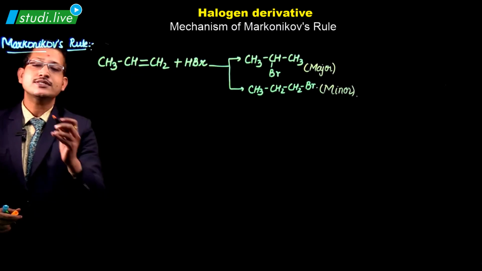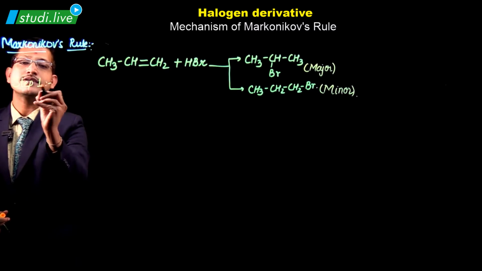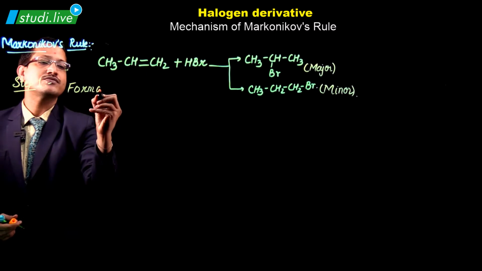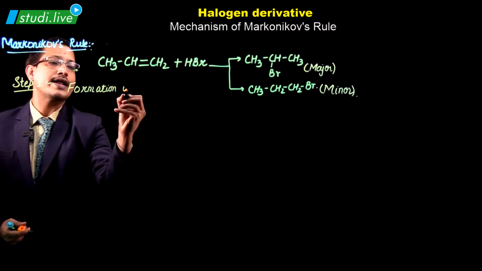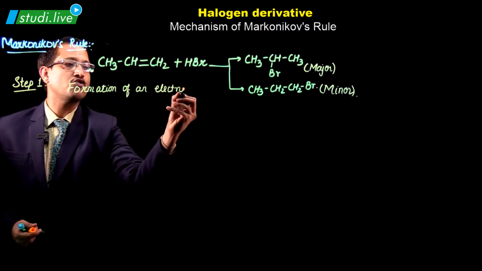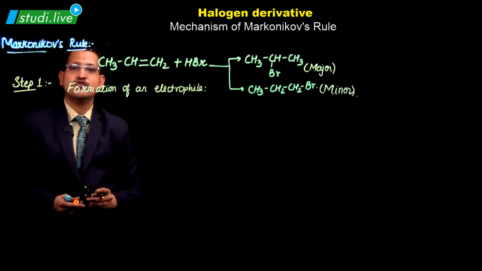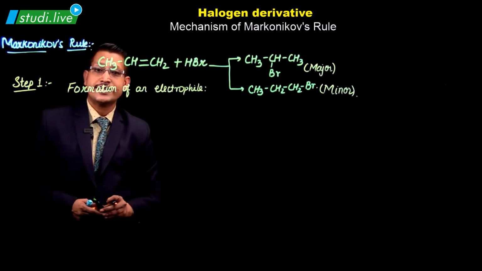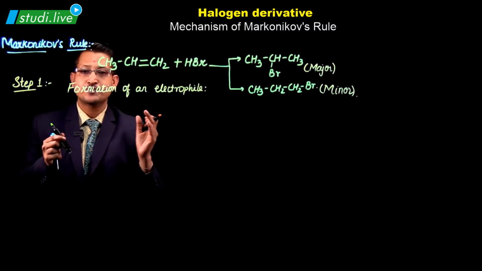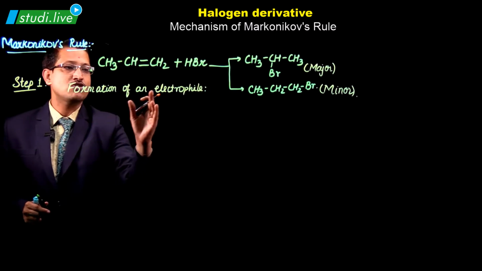We will go stepwise. The first step is the formation of an electrophile. Let's make this word very clear. In electrophile, electro means electron and phile means loving, so species which are electron loving. This is the formation of an electrophile.